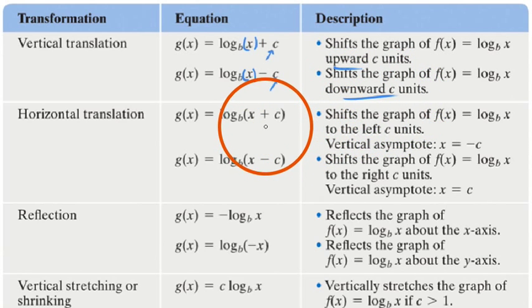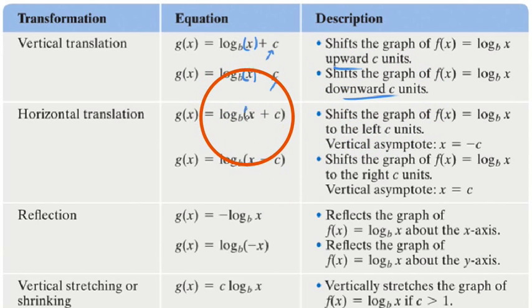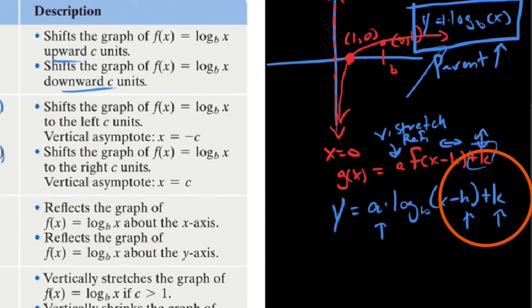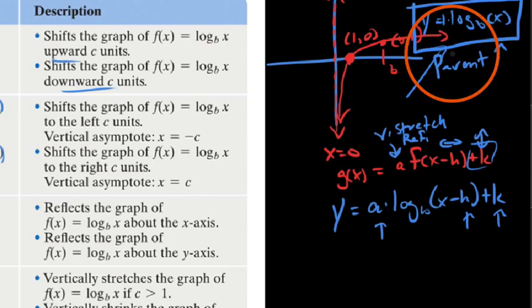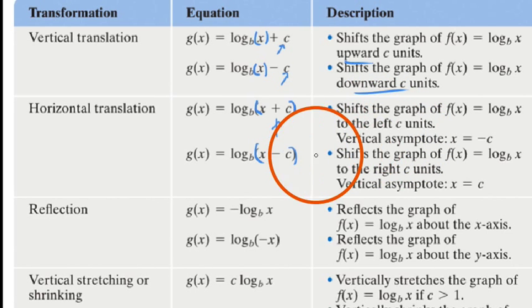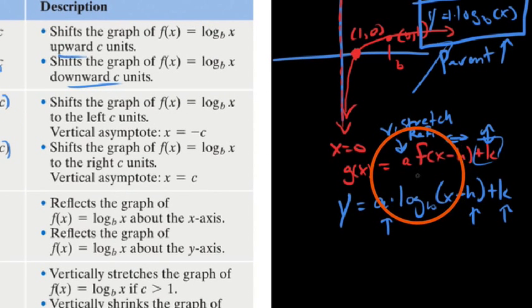The thing here is, when you have plus c or minus c and it manifests itself in here with the x value, this is, of course, what we've often referred to as our h value. And that, of course, is our left and right shift. So one important thing to note is that plus c means it's going to go left c, and minus c means it's going to go right c. Remember that the h value is kind of backwards in how it represents itself.